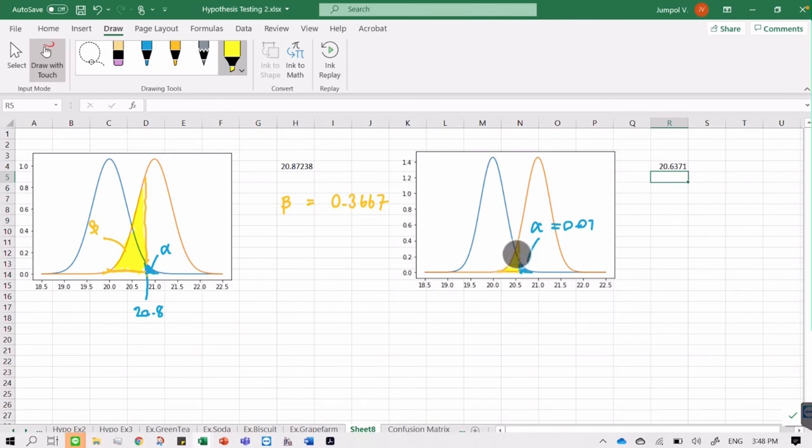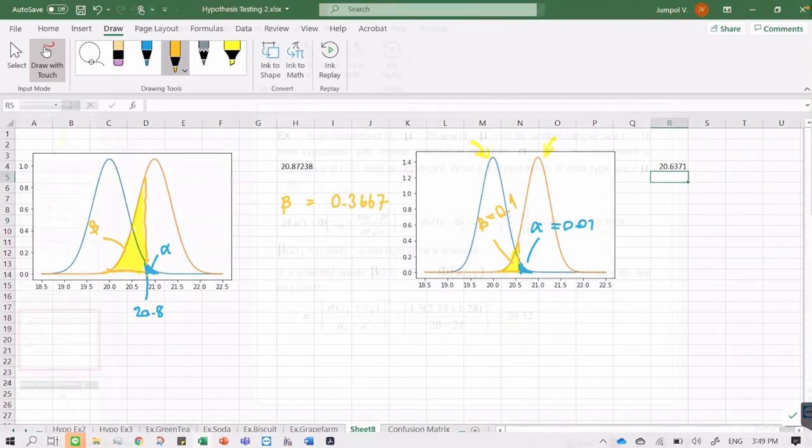Because the standard deviation, the spread of distribution, the real distribution and the hypothesized distribution is much narrower. Because the space is smaller, it makes the error type 2 smaller too. So the new beta, this one is around 0.1. And that's it.